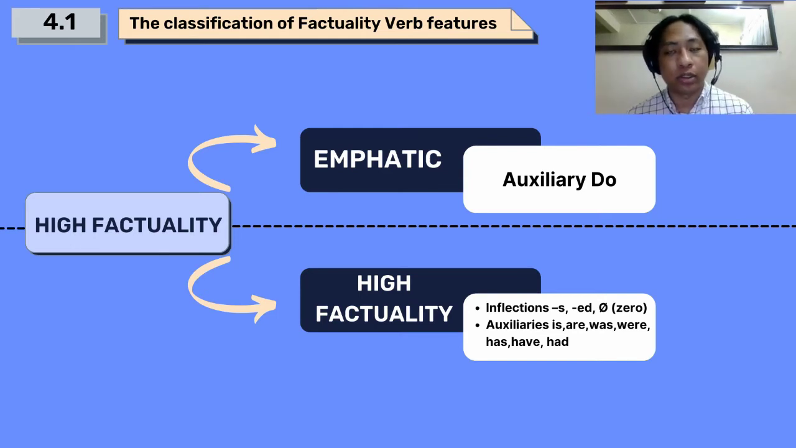Subsequently, tables for the analysis were created to fit all of the divisions in the factuality system, in which 5 columns were occupied, whereas just 1 column was reserved for verb phrases, which consist of sentences from the 2 articles chosen. In particular, the factuality system can be divided into 2: high factuality and low factuality. Two of the initial columns in the table belong to the category of high factuality, which is further divided into 2 subcategories: the emphatic do, which consists of only the auxiliary do, and high factuality, which consists of inflections such as s, ed, zero inflections, and also auxiliaries such as is, are, was, were, has, have, and finally had as its grammatical features.